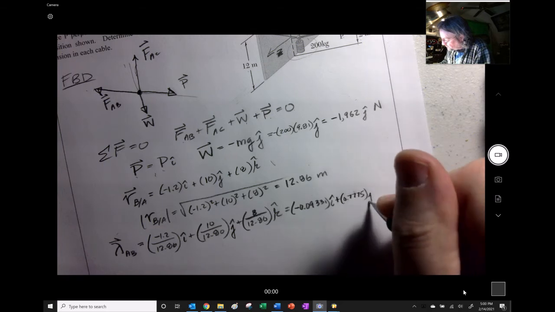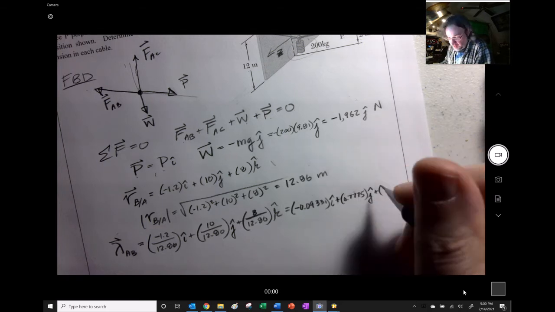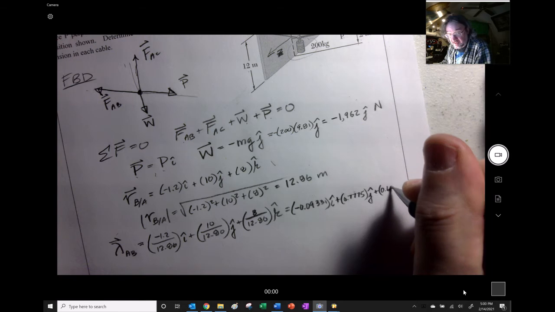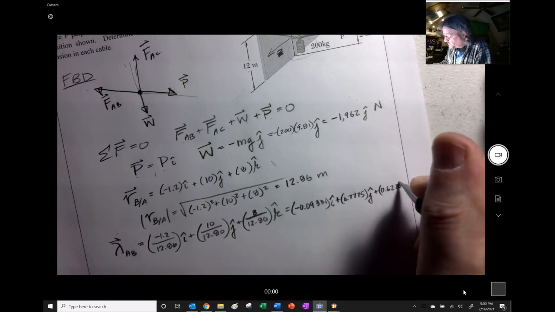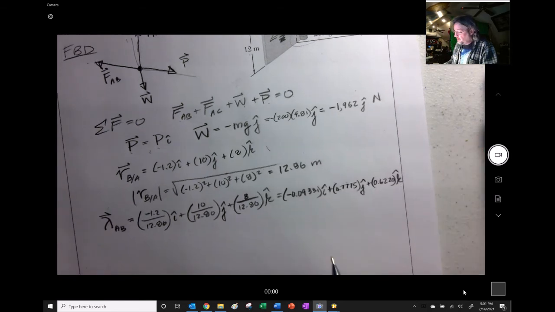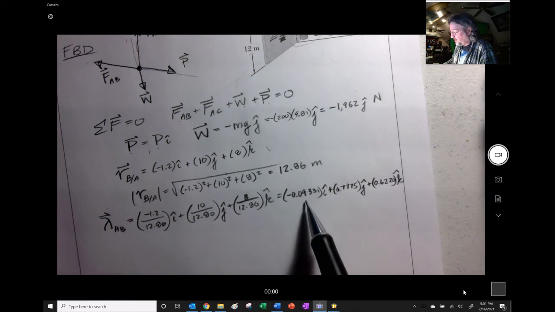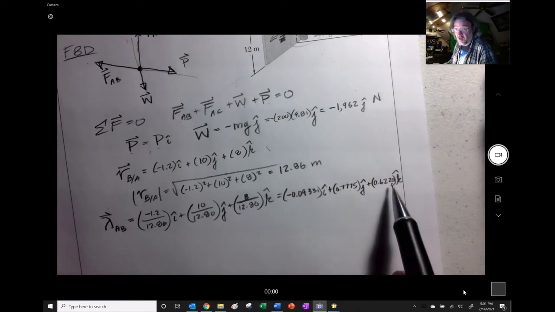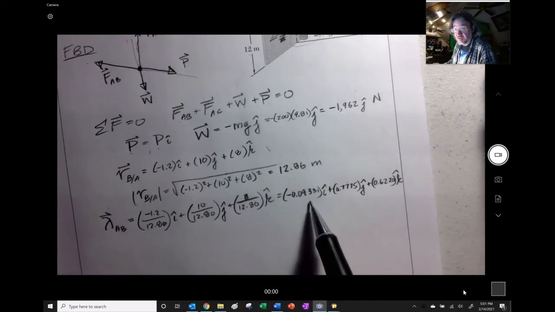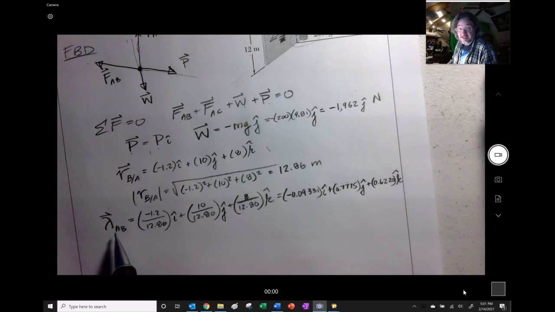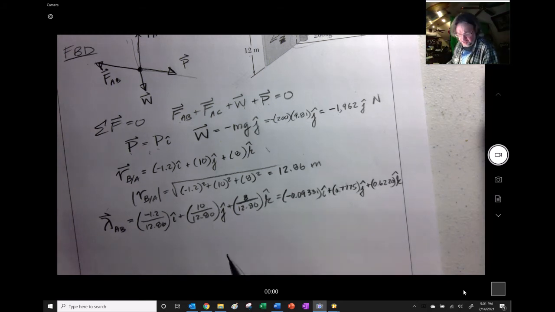0.7775 J, and then a 0.6220 K. And you notice that all these are less than 1, and if you were taking the square root of the sum of the squares of these, you would see they would equal 1. Because this is, in effect, sort of like a unit vector. It's a direction cosine. It establishes the orientation of the vector without a magnitude.